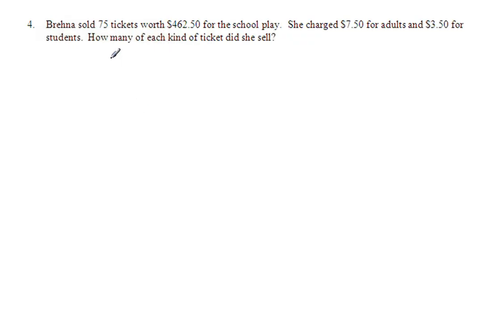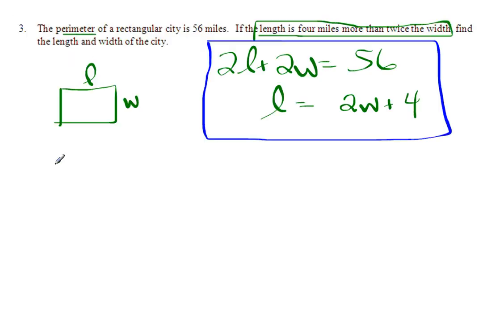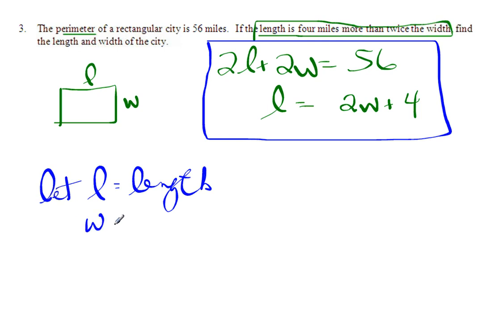And the last one, Brenda sold 75 tickets worth this much money for the school play. She charged this much for adults and this much for students. Oh, I forgot my let statement back here, just realized. Kind of an obvious one here, let L equal length. I would have lost points on the test. And W equals width. And then go into that.